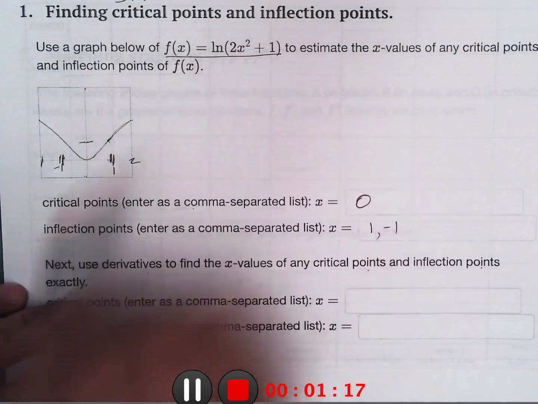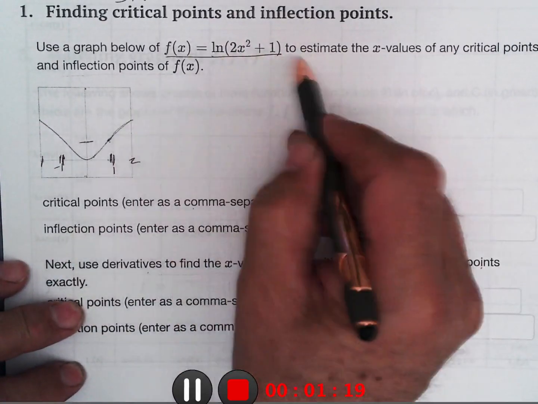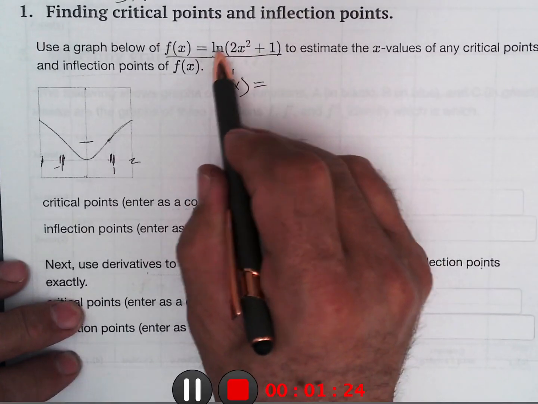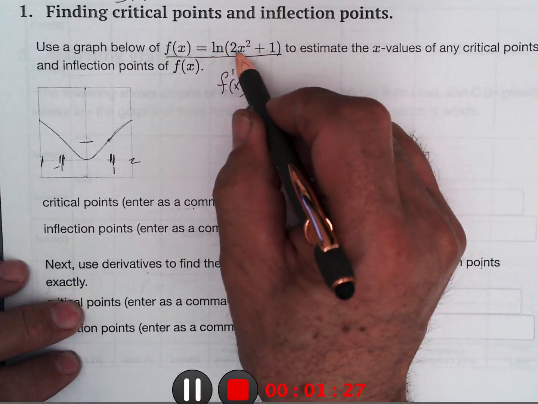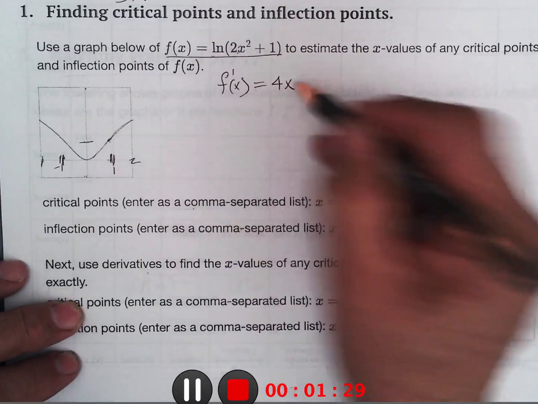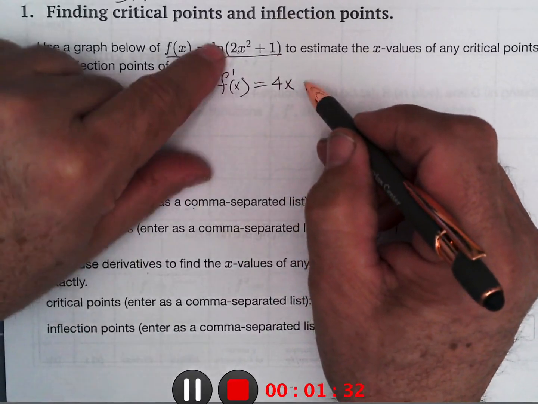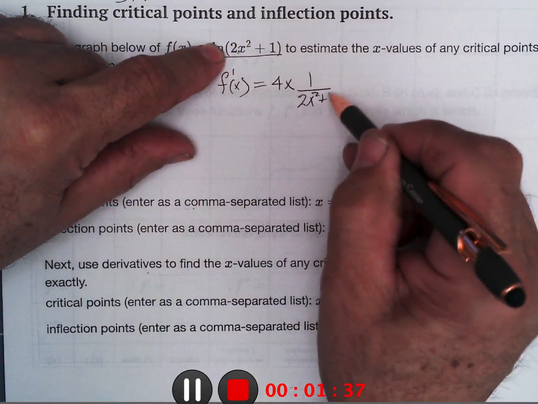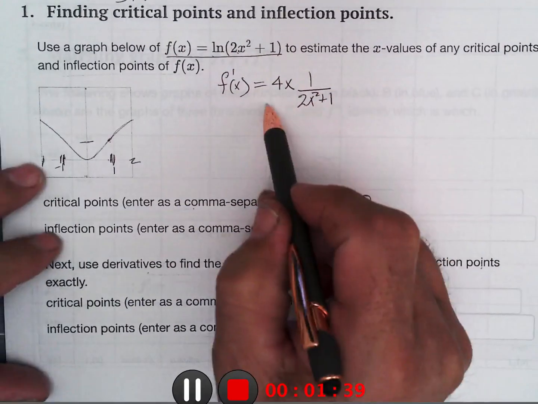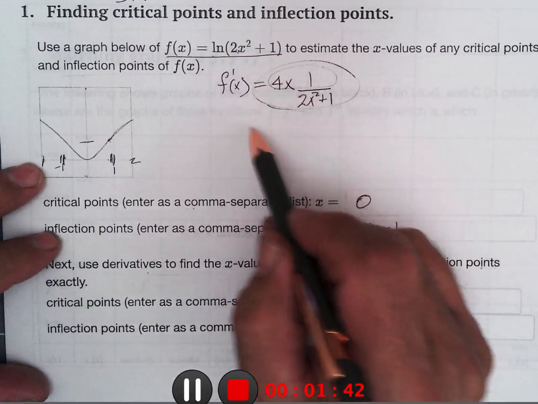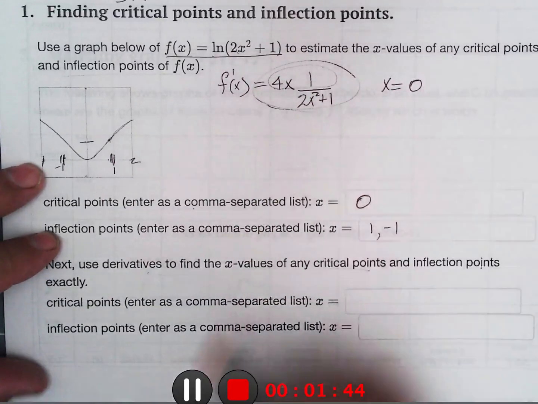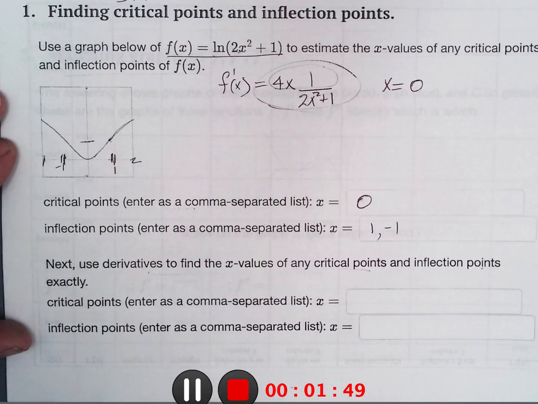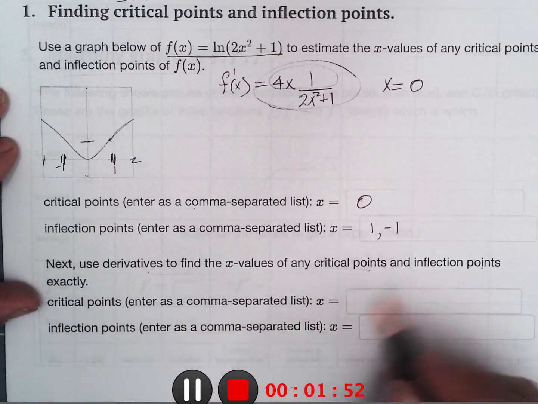So we take the derivative, find f prime of x, and that would be the derivative of ln: the derivative of the inside, 4x, times the derivative of ln, which would be 1 over 2x squared plus 1. And this is 0 only when the numerator is 0, which means x has to equal 0. Okay? So critical points at 0.